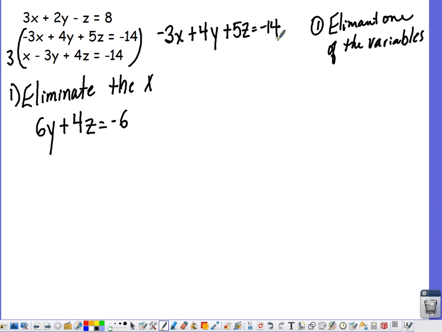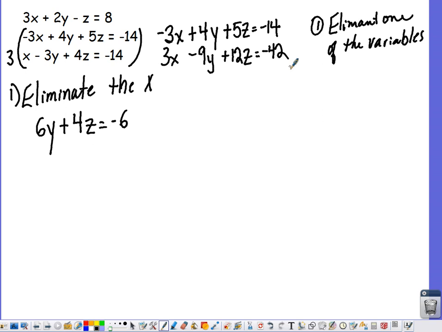And the bottom one, remember, everything has to be multiplied times 3. So 3 times x gives me 3x. 3 times negative 3y gives me negative 9y. 3 times 4 gives me 12z. And 3 times negative 14 gives me a negative 42.